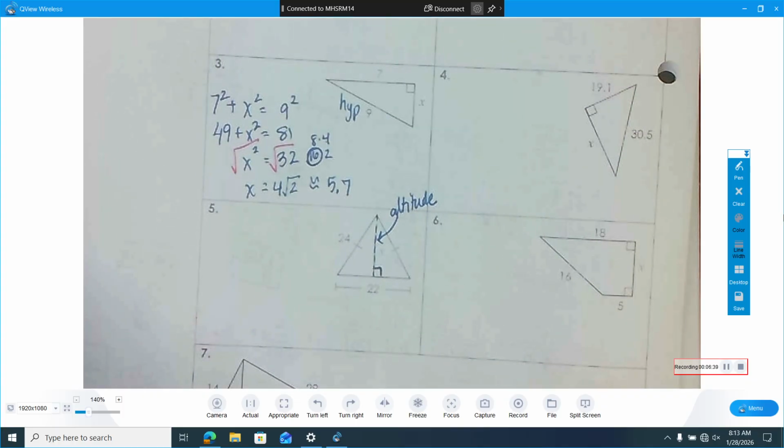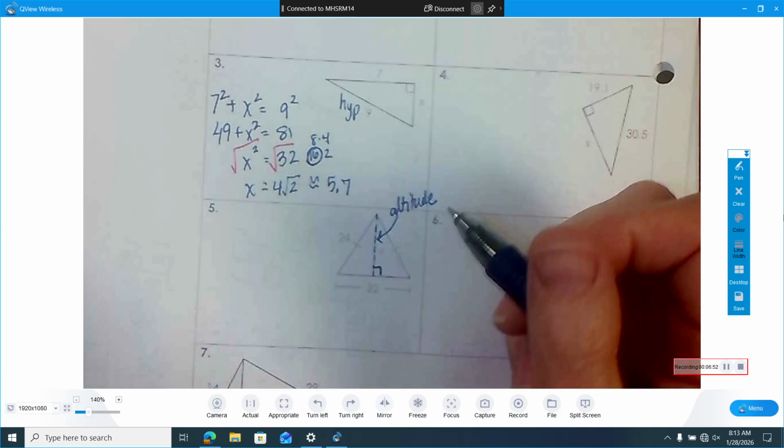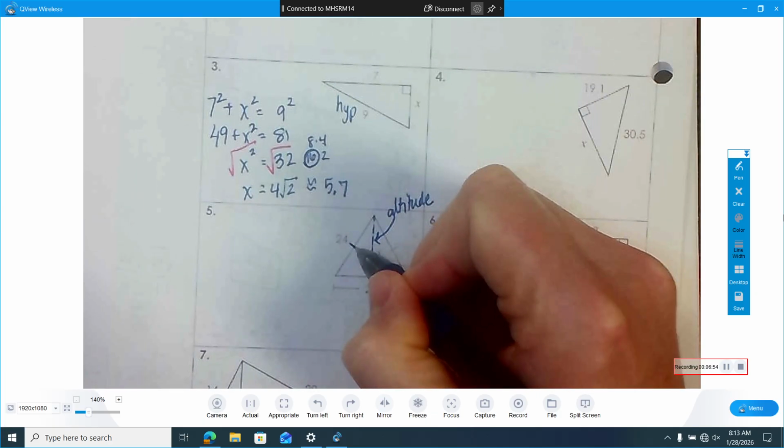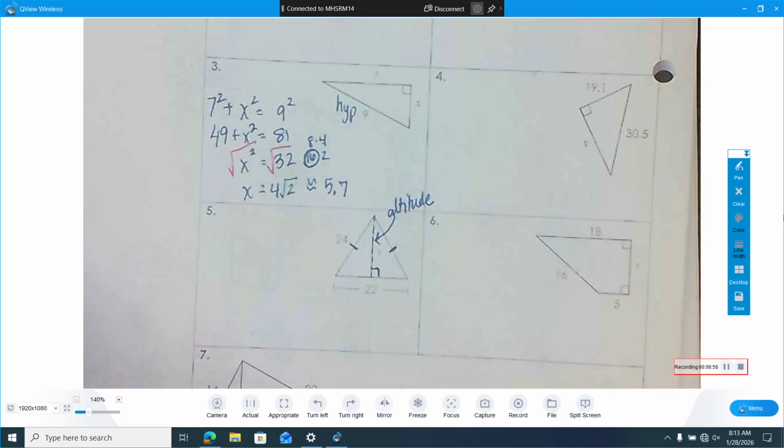Altitude. An altitude comes from a vertex and goes perpendicular to its opposite side. So that dashed line there has a special name. It's called an altitude, and we're trying to figure out the length of the altitude. That's what the x represents. The other markings here, we know that this triangle is a special kind of triangle.